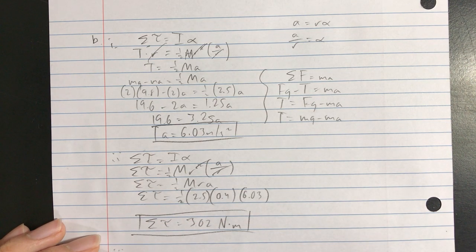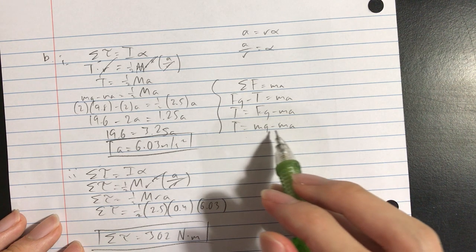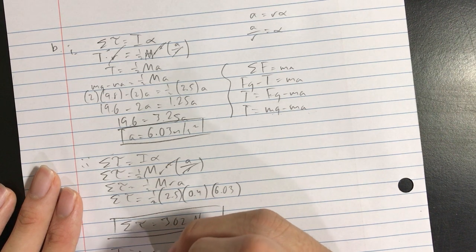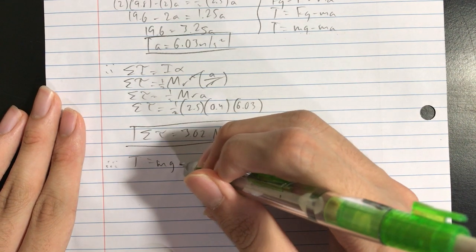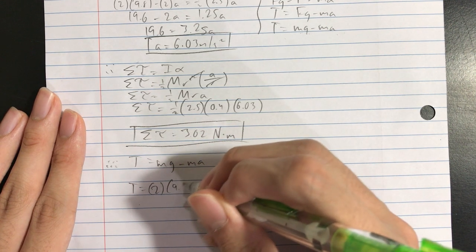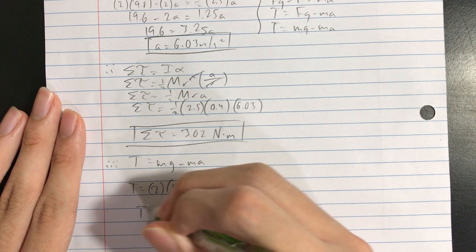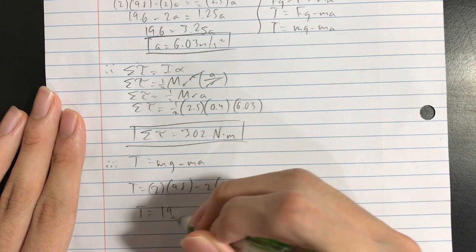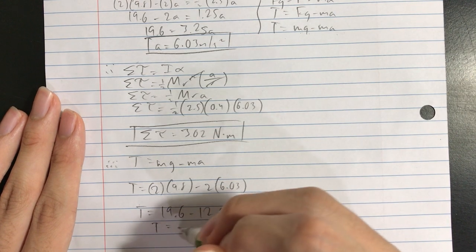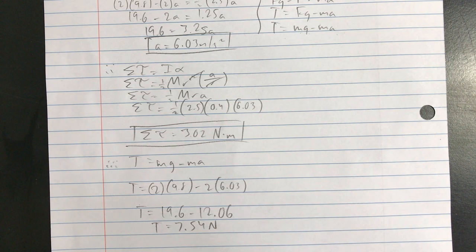Part 3 asks to calculate the tension of the string. So we can just use this equation since we have mass, gravity, and acceleration. T equals mg minus ma. Tension equals 2 times 9.8 minus 2 times 6.03. So tension becomes 19.6 minus 12.06, and we get tension equals 7.54 newtons.